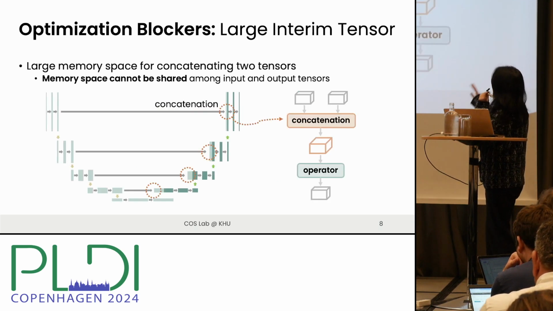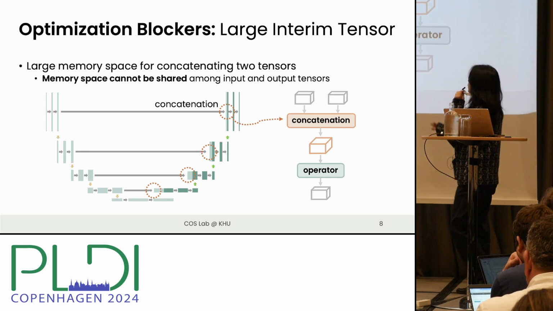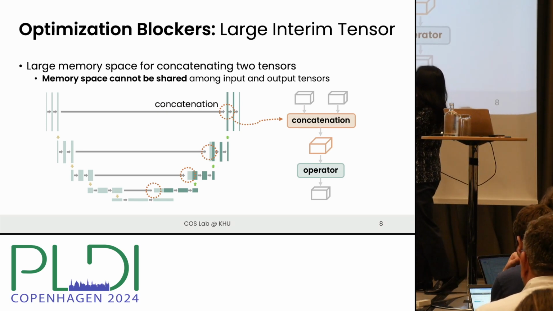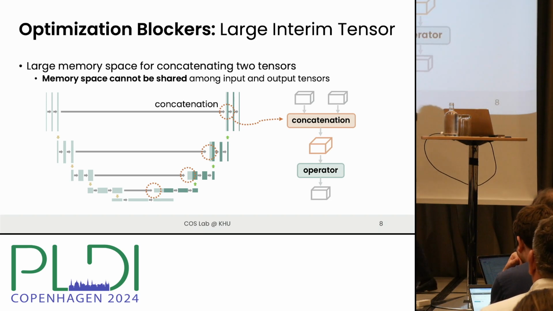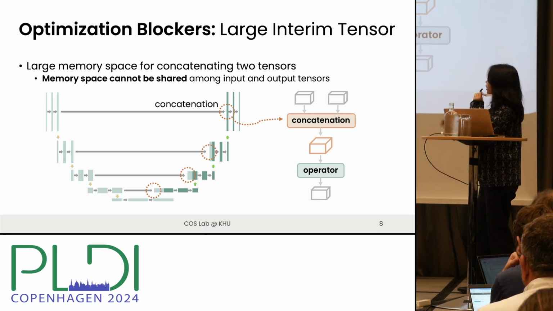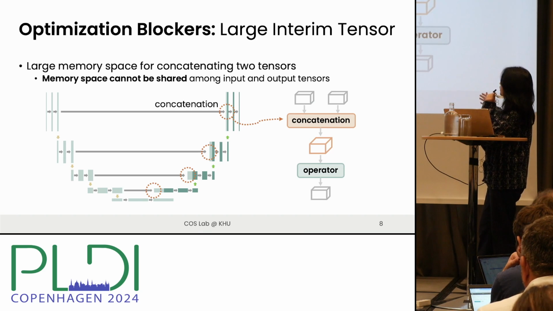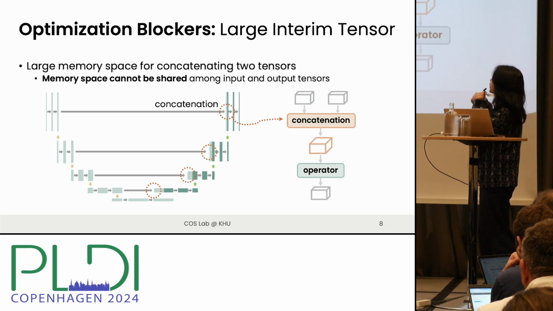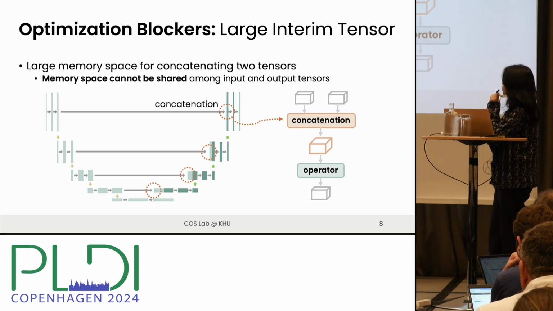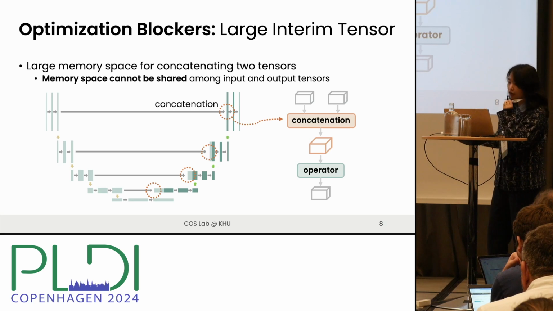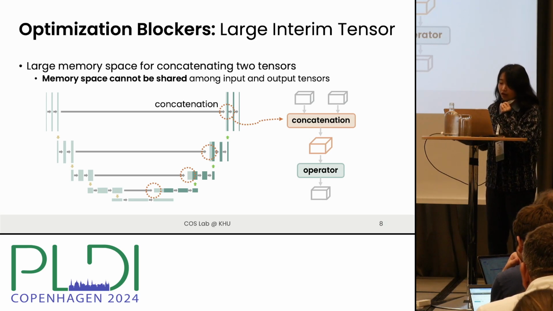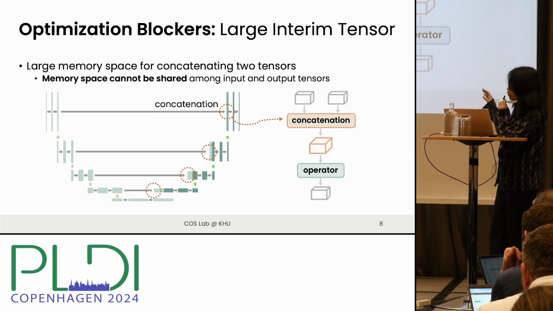And the second optimization blocker is large interim tensor for concatenation at the end of these skip connections. So they usually need large memory space to concatenate 2 tensors into 1 tensor. So they may also increase the peak memory usage of the model, even though they are used only for a short time.